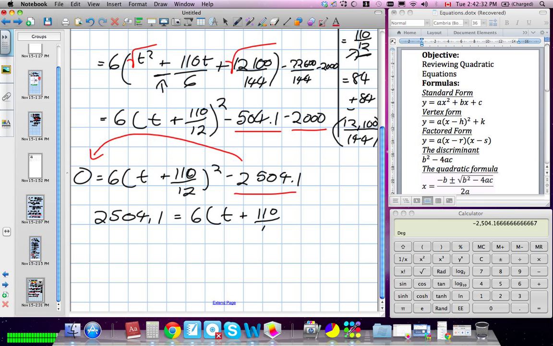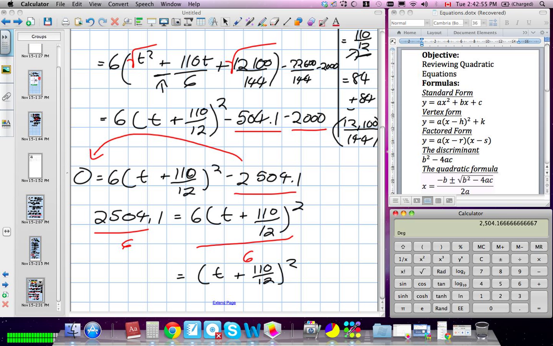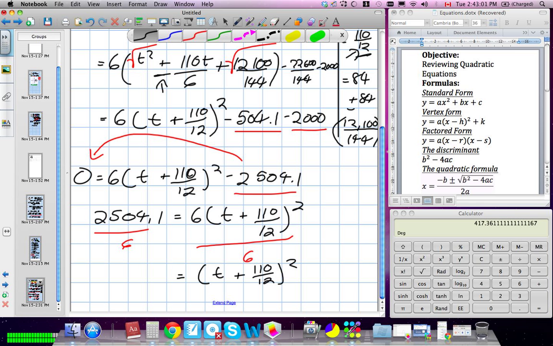Next, I'm going to move that 6. So I have to divide both sides by the number 6. On this side, we'll be left with t plus 110 over 12 squared. On the other side, we have that number, positive this time, divided by 6, 417.3, we'll say.